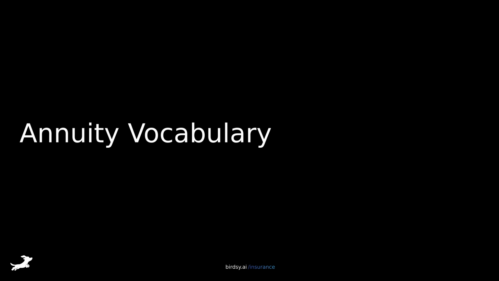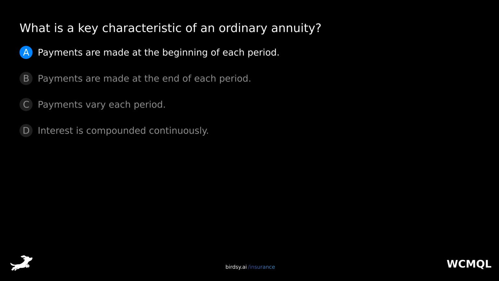Annuity vocabulary. Annuity types. What is a key characteristic of an ordinary annuity? Is it A. Payments are made at the beginning of each period? B. Payments are made at the end of each period? C. Payments vary each period? Or D. Interest is compounded continuously? The answer is B. Payments are made at the end of each period.